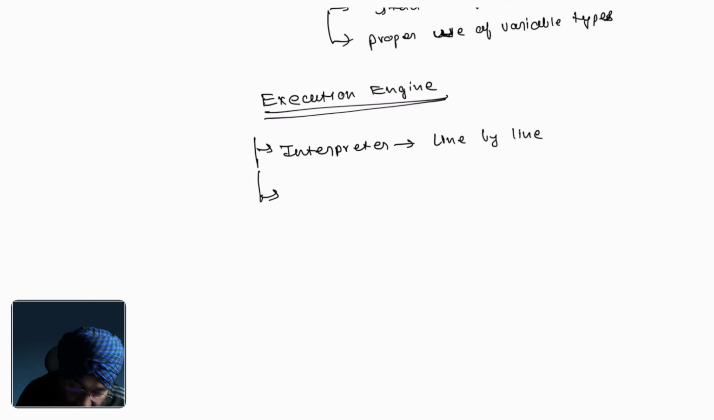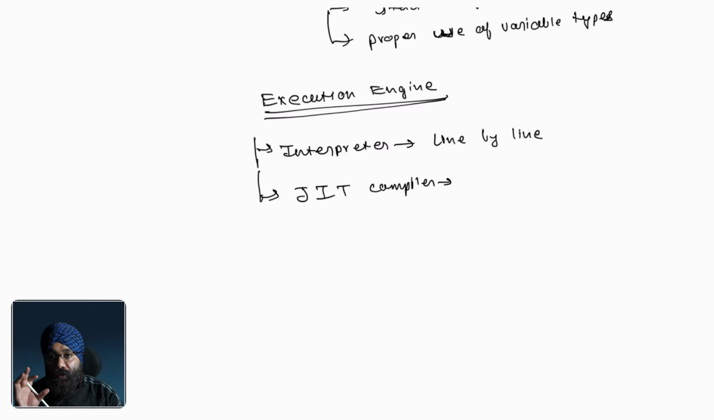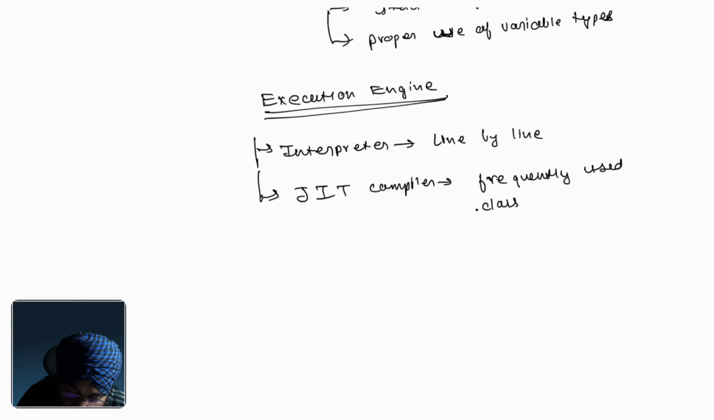But then we have the JIT compiler. The JIT compiler basically compiles the .class file, which is called bytecode, into machine code. It doesn't do it for all the files, but it makes a judgment of the frequently used class files and compiles those into machine code.